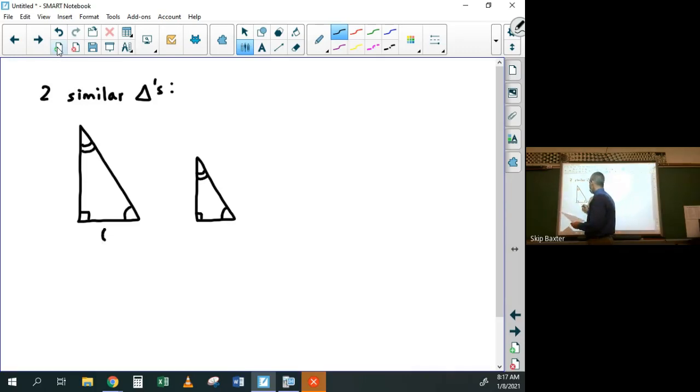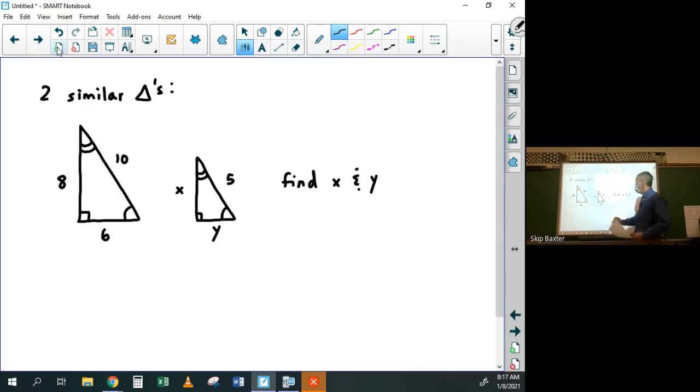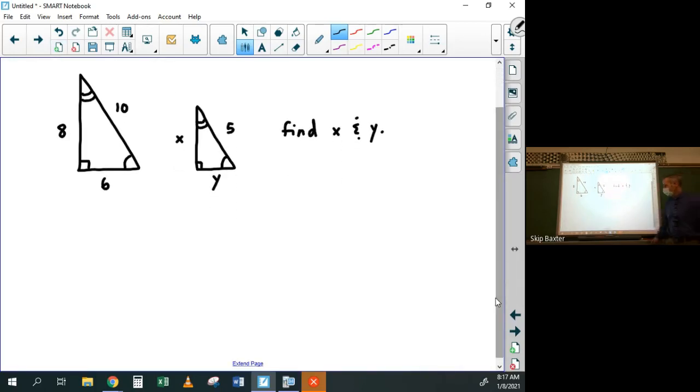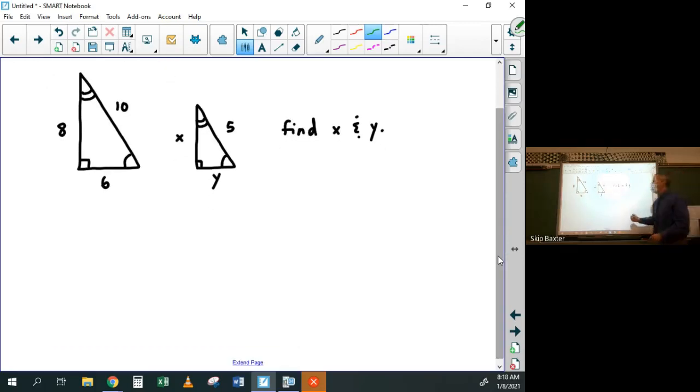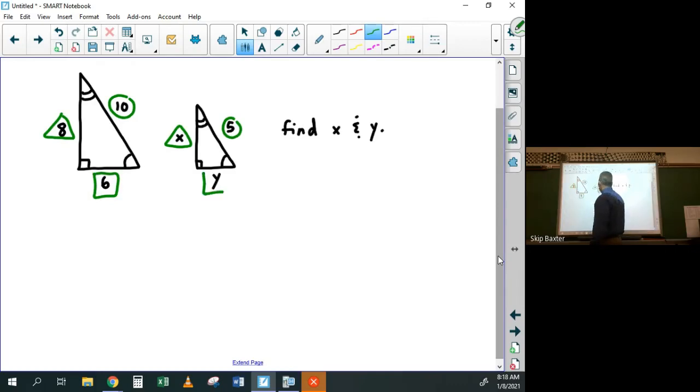And they gave us some lengths. Like they said, this triangle is actually a 6, 8, 10 triangle. And this triangle has a length of 5 on its hypotenuse, and we're trying to find the lengths of the other two sides. If they're telling us that the triangles are similar, and we know which side goes with which: the 5 has to go with the 10, and the 8 has to go with the x, and the 6 has to go with the y.